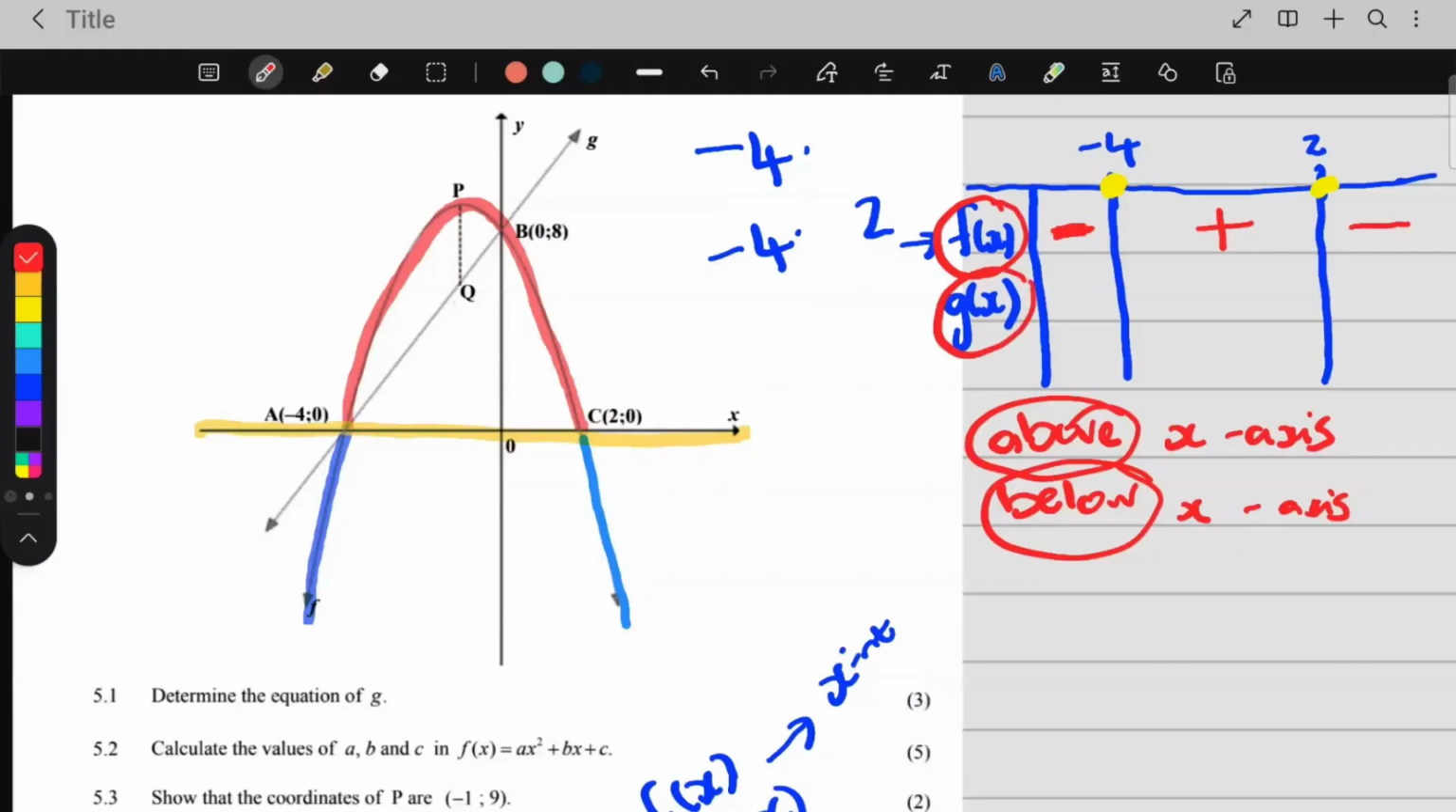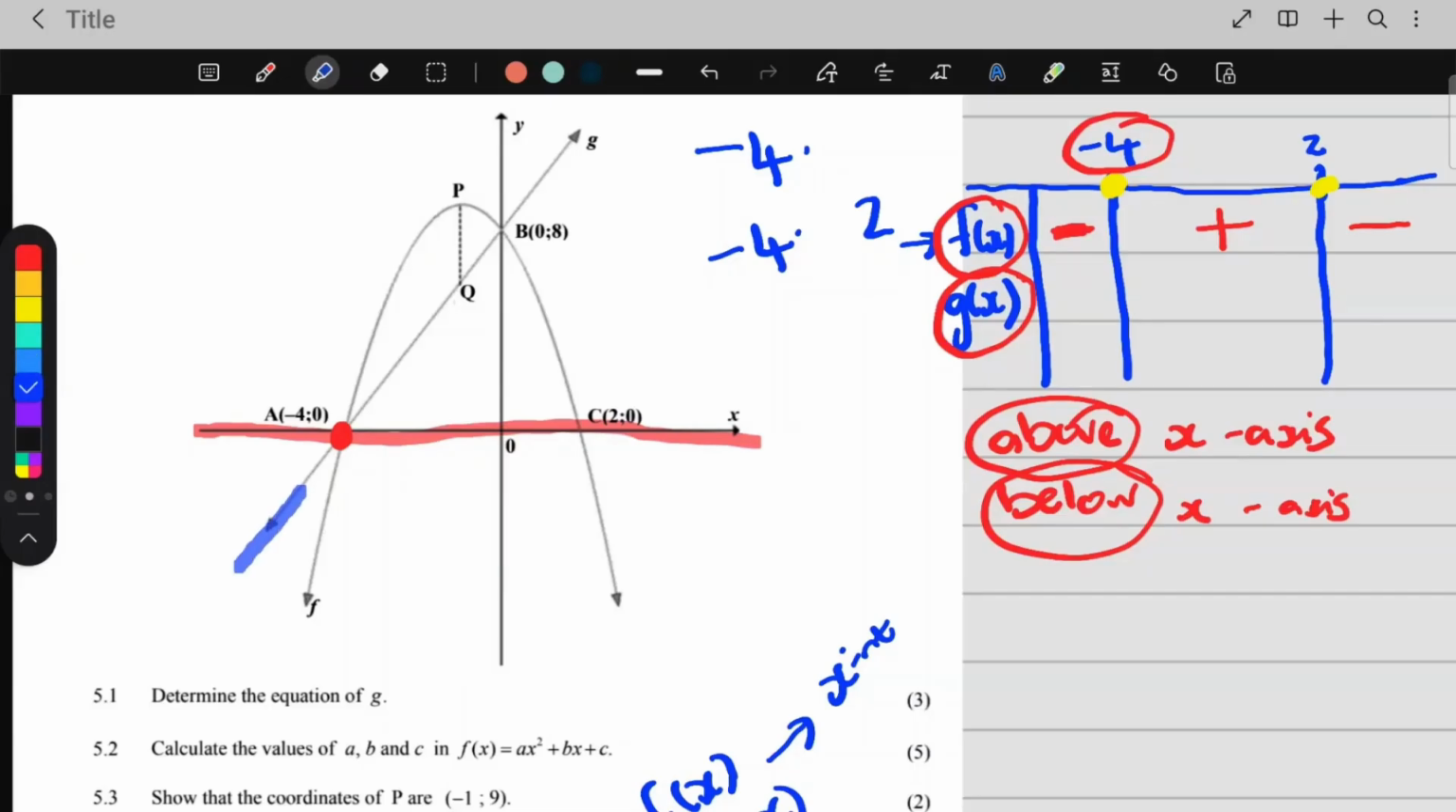Now I'm going to do g of x and ask the same questions. Let's highlight the x-axis so you can see it's this one over here. I'm on the straight line, but the straight line only has one x-intercept, negative 4. So my question is only going to be, what happens before negative 4 and what happens after? Before negative 4, I'm on the straight line. Look here. And I stop there. Am I above or below? I am below. So minus.